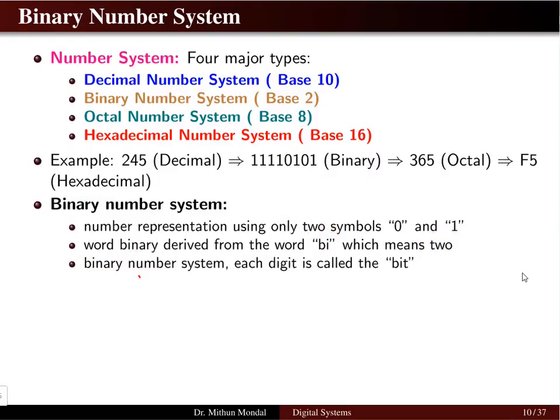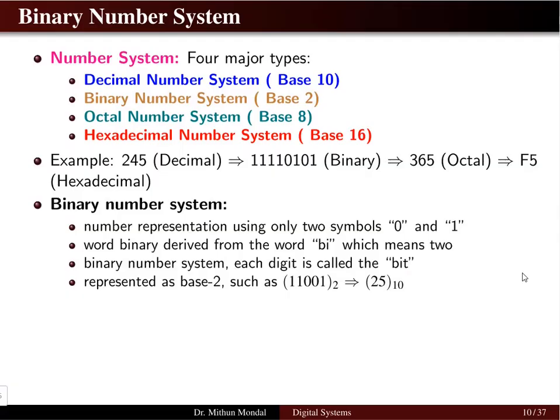In the binary number system, each digit is called a bit. So if we see here in this number 245, how many bits are involved? This is the first bit, this is the second bit, third bit, fourth bit, fifth bit, and so on. So these are basically the digits which are involved when we talk about the bit system.